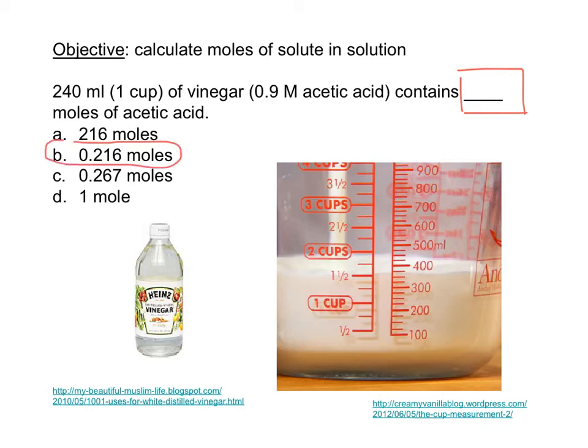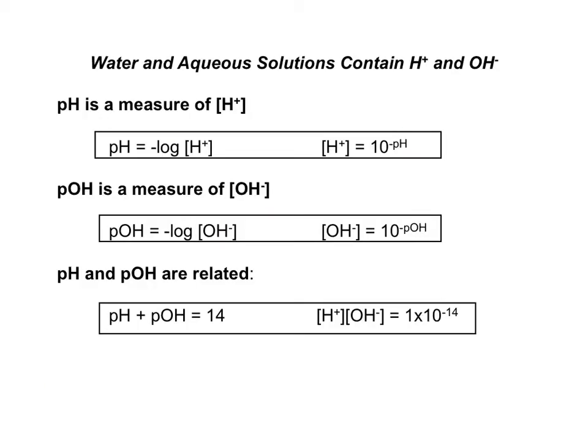And the answer is pH, because pH is a way of quantifying the hydrogen ion concentration in the solution. So if you're given the hydrogen ion concentration and want to calculate pH, use this equation. If you're given the pH and want to calculate the H plus concentration, use that equation. Since aqueous solutions contain H plus and OH minus, we can also use pOH. This equation shows how pH and pOH are related. Note that as pH increases, pOH decreases, and vice versa.